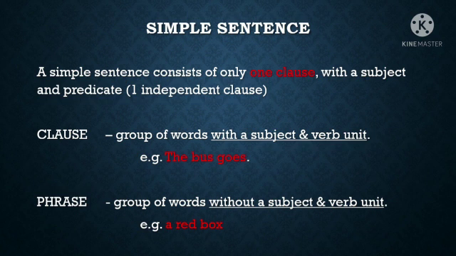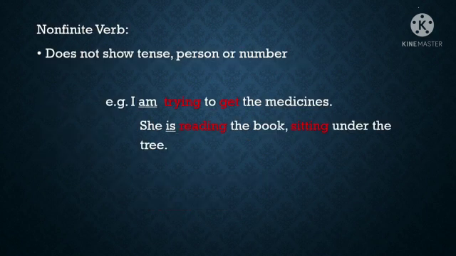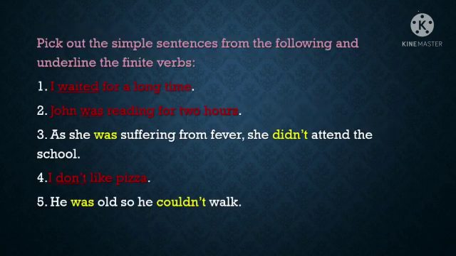We learned the difference between a clause and a phrase. A clause is a group of words with a subject and verb unit, whereas a phrase is a group of words without a subject and verb unit. So in a simple sentence, you'll find only one finite verb. What is a finite verb? A finite verb shows tense, person, or number. And we learnt about non-finite verbs. A non-finite verb does not show tense, person, or number.